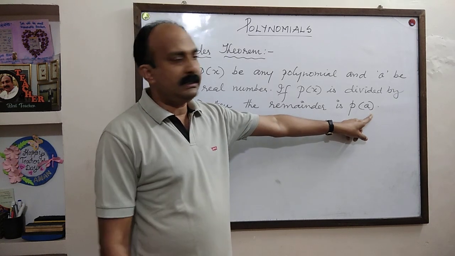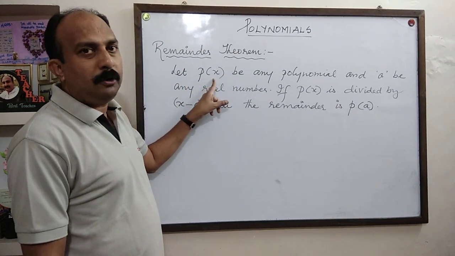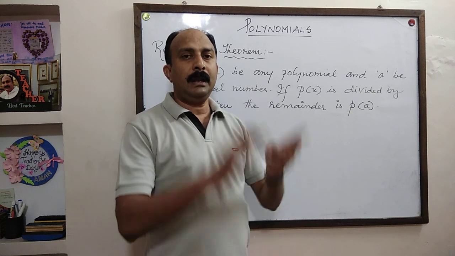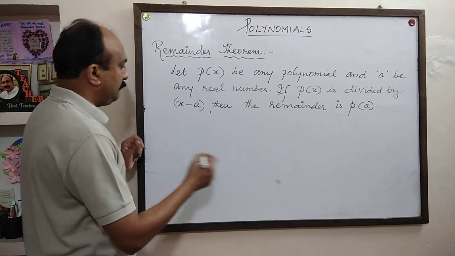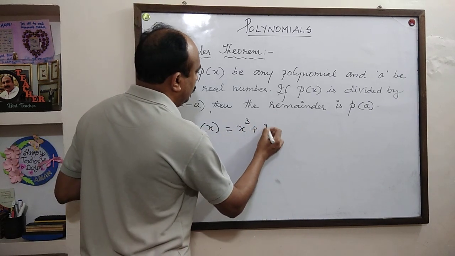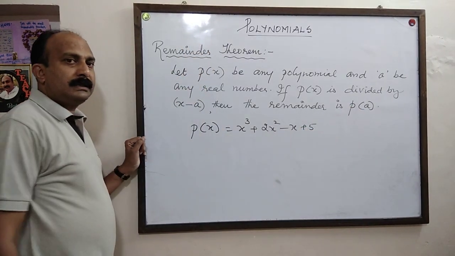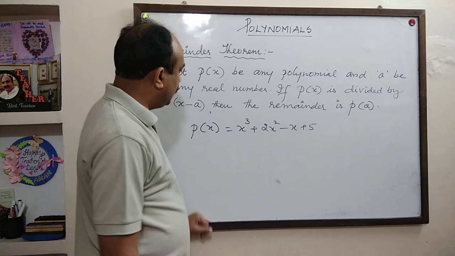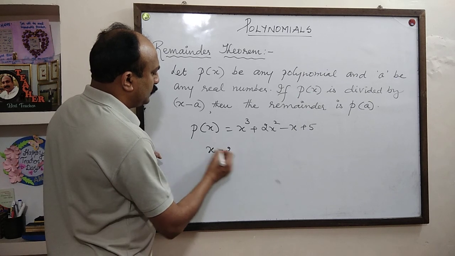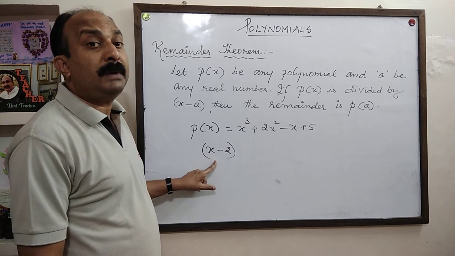We have already discussed what is meant by P of a. P of a means in the given polynomial P of x, this x will be replaced by a. Now, I am explaining with an example. Suppose we are given a polynomial P of x is equal to x cube plus 2x square minus x plus 5. Suppose you are asked to find the remainder when this polynomial P of x is divided by, say, x minus 2.